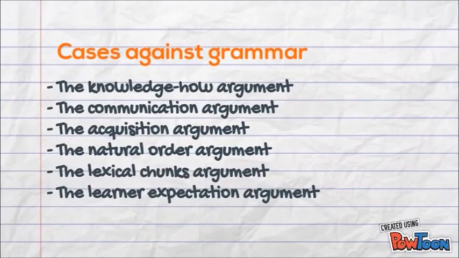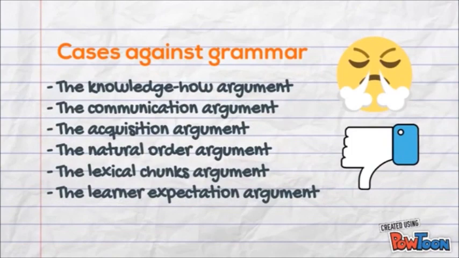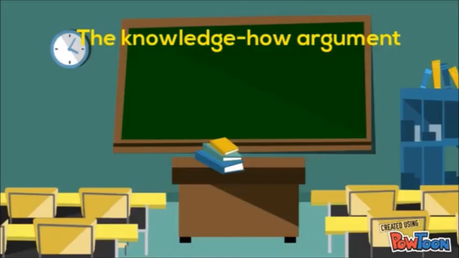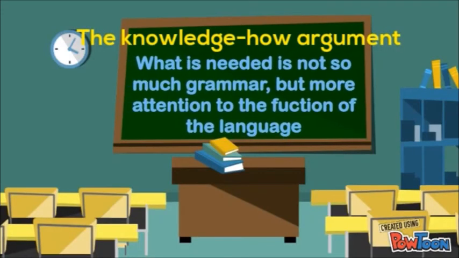Now we will talk about arguments against grammar. Let's look at them. The first argument against is the knowledge how argument. It explains that what we need is not so much grammar. We need also just to pay attention to the language, to the function of the language. In other words, learning by doing.